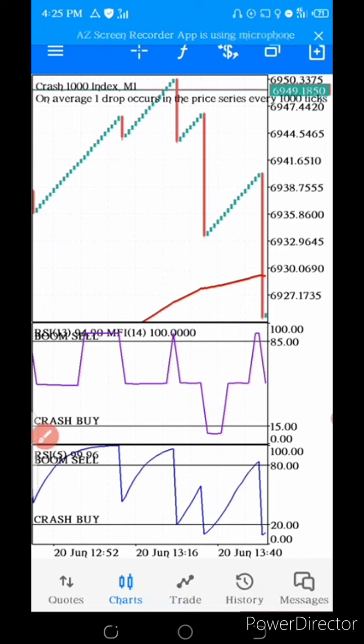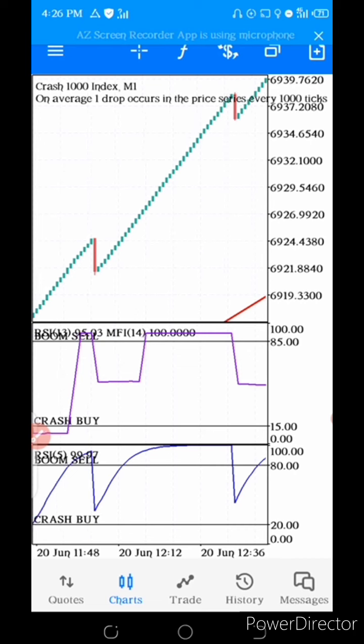So for Crash, we want the market to be above the 200 exponential moving average, because that is going to tell us that the market is in an uptrend. For Boom, we are waiting for the candles to be below the 200 moving average to show us that the market is in a downtrend. But for Crash, you want the market to be above the 200 moving average. That is going to tell us that the market is in an uptrend. I hope I have made myself clear.